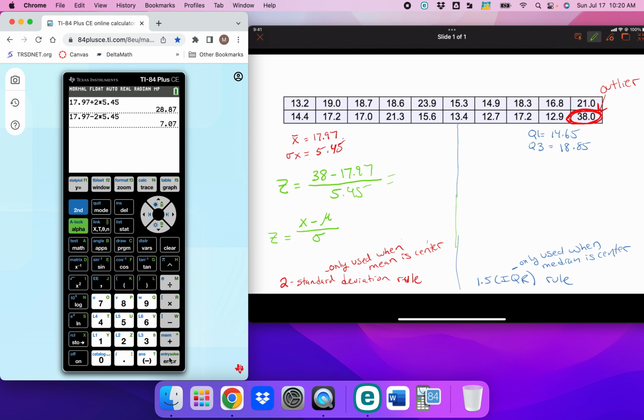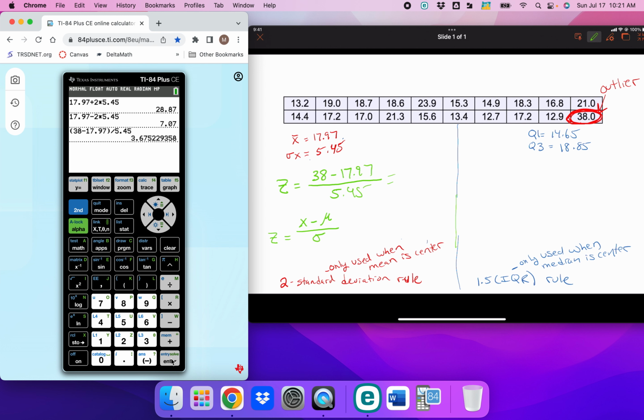So I'm going to put this in my calculator. If I was putting the whole z-score calculation in at once, I need to use parentheses. So I'm going to do 38 minus 17.97. The parentheses make sure that all of this is considered the numerator. Now I'm going to divide by 5.45.